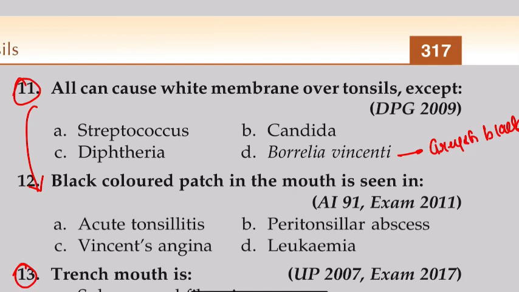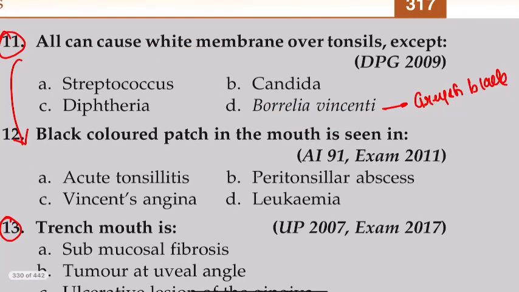All others cause white membrane; Vincent angina will cause black or gray, which we call black necrotic membrane. Black colored patch in the mouth is seen in what? We have already said, it is seen in Vincent angina.